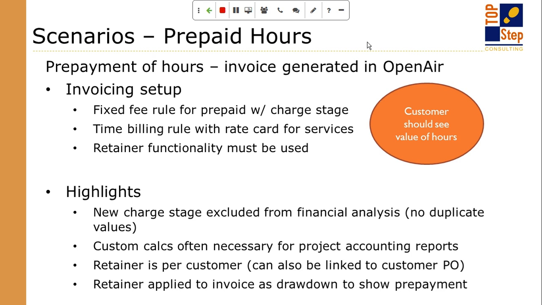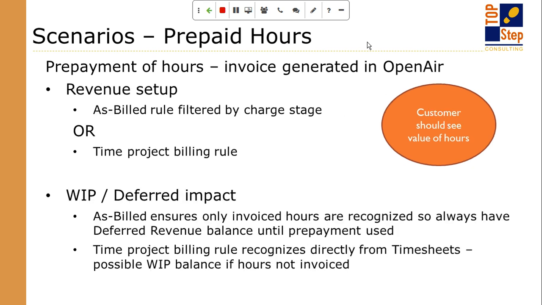From a revenue perspective, because every hour is being invoiced as the full value, you can actually use the as-billed rule. So now you have a tie right to the invoicing activity, and you're just going to focus on the hourly charges. So you're going to ignore that upfront prepaid charge stage. You're just going to focus on what was billed directly to the customer.